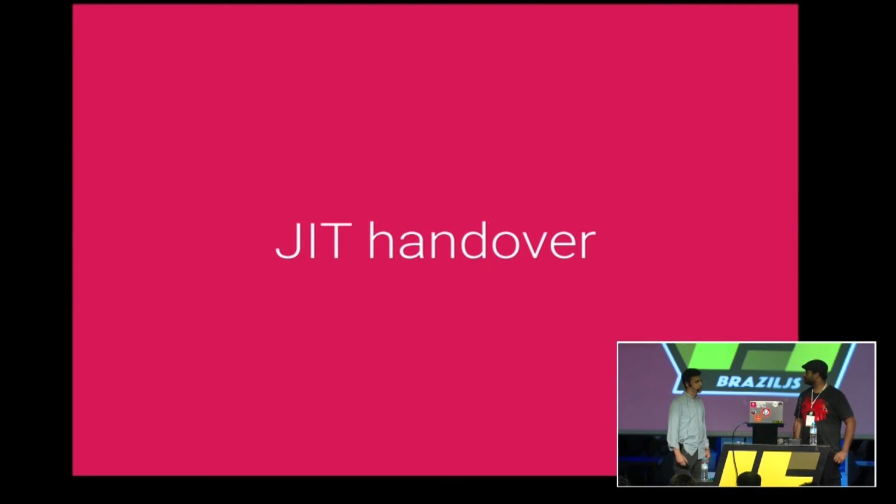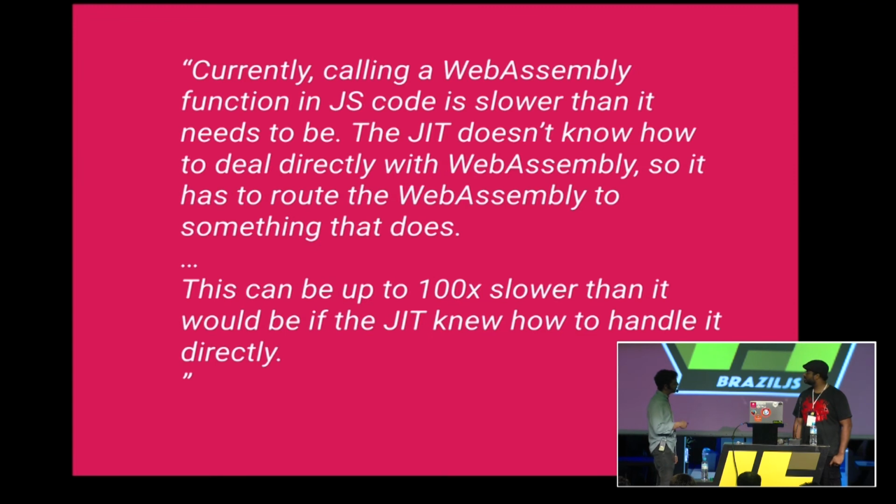Our hypothesis got confirmed in an article by Lin Clark. She wrote, currently, calling a WebAssembly function in JS code is slower than it needs to be. The just-in-time compiler doesn't know how to deal directly with WebAssembly, so it has to route the WebAssembly to something that does. And this can be up to 100 times slower than it would be if the just-in-time compilers knew how to handle it directly.